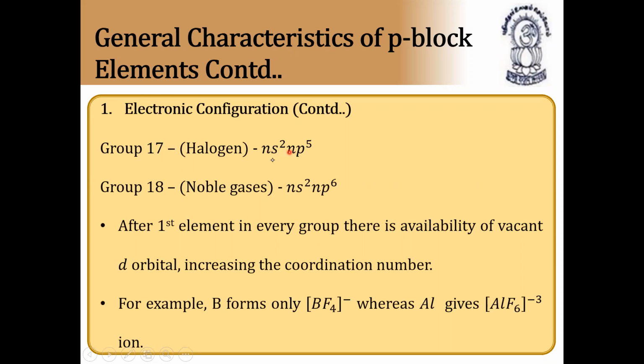17th group: ns2 np5. 18th group: ns2 np6. The exception here is helium. In this group, helium is only ns2 and does not have any p electron. This is the only exception.